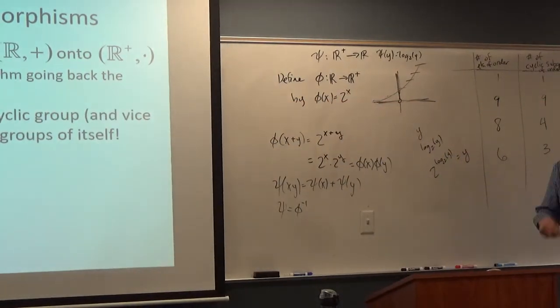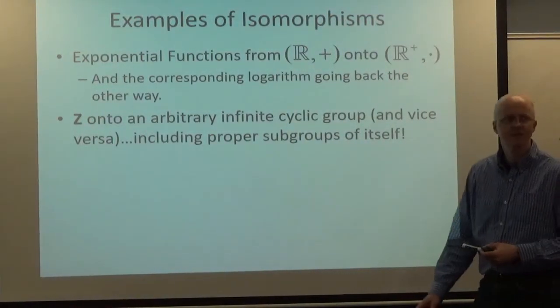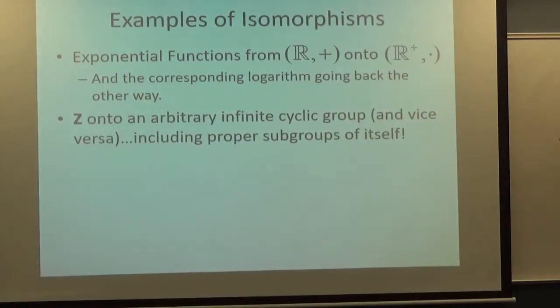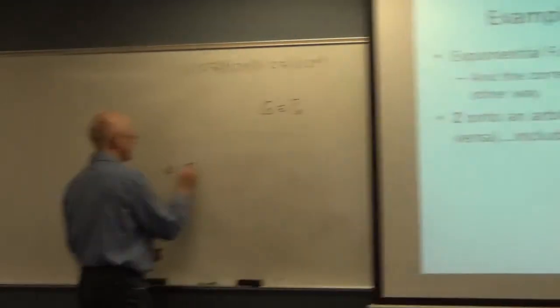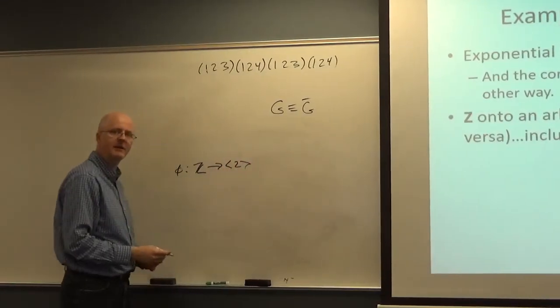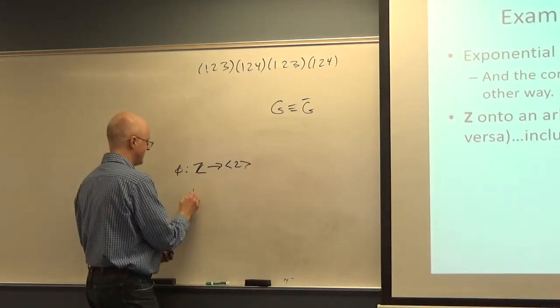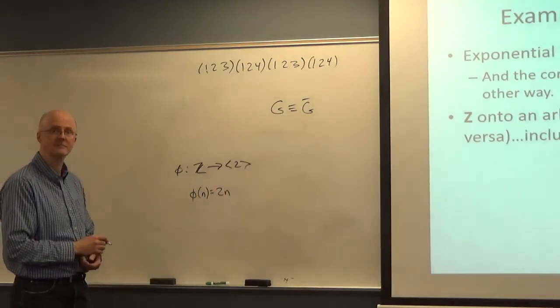Z is isomorphic to an arbitrary infinite cyclic group, and vice versa. In fact, you can even have an isomorphism of the integers onto a proper subgroup of itself. For example, the subgroup generated by 2, all the even numbers. Take an arbitrary integer and map it to 2 times that integer. That's going to be your isomorphism.